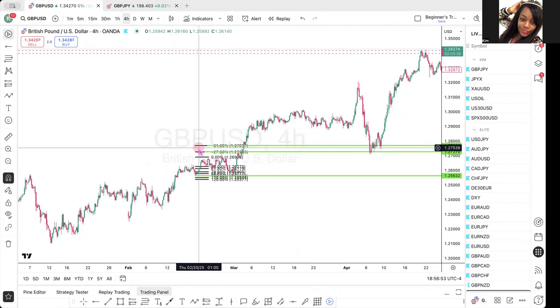I want you to show where price retraced back to, and then I want you to show the negative 27 and/or the negative 618 where price continued to trade to, whether it's bearish or bullish.